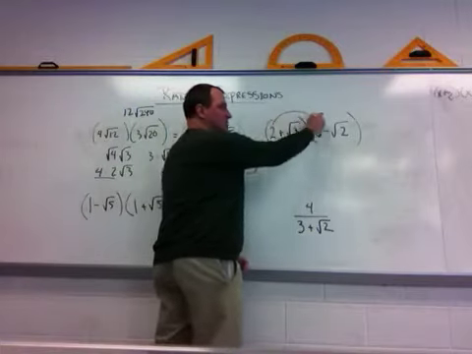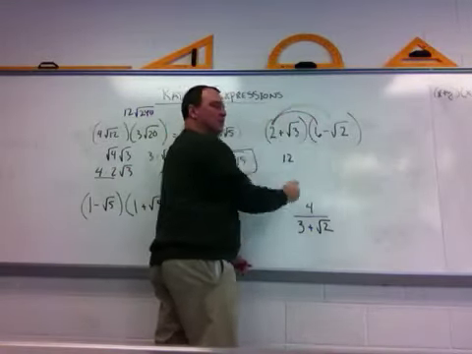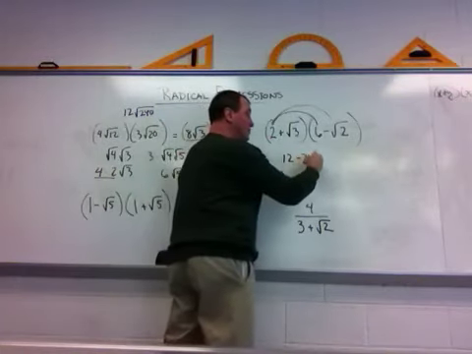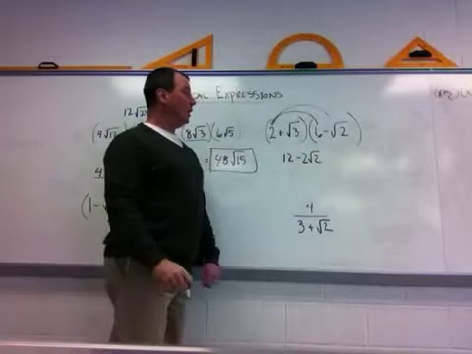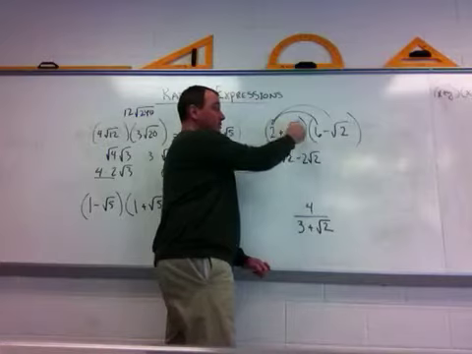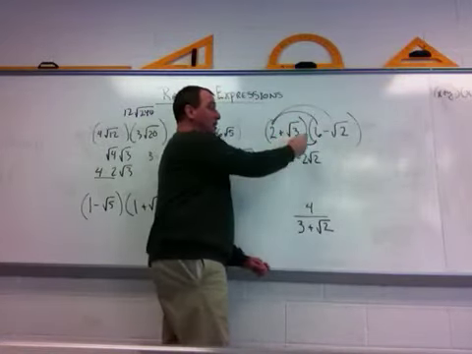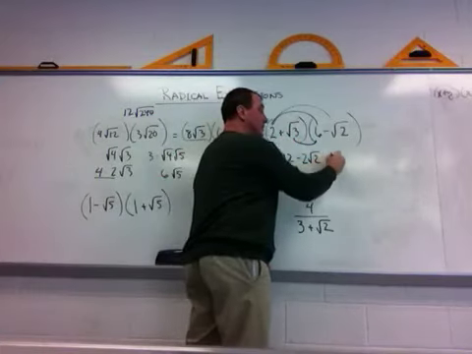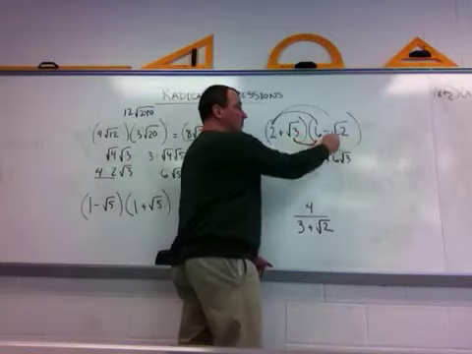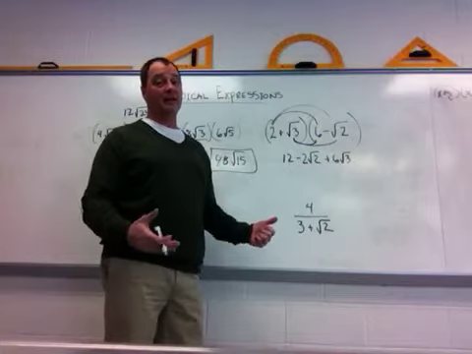So I'll take 2 times 6, and that gives me 12. And 2 times the negative square root of 2 would be negative 2 square root of 2. I'm now ready to do the inside, because I did the first and the outside. Now I've got the inside of FOIL, the I part. Square root of 3 times 6 would be 6 times the square root of 3, positive. And the positive square root of 3 times the negative square root of 2 would be the negative square root of 6.